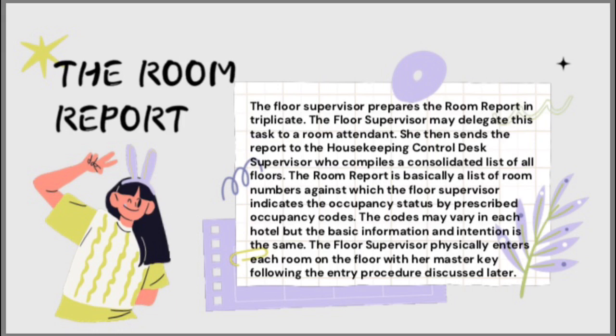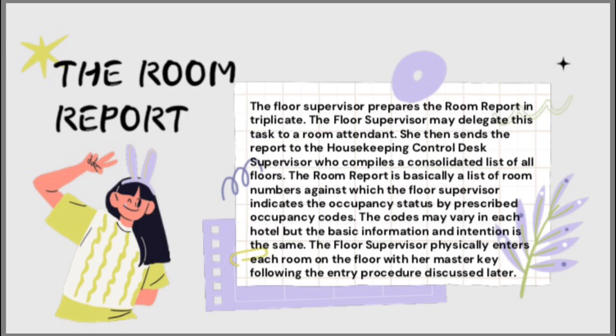The room report is basically a list of room numbers against which the floor supervisor indicates the occupancy status by prescribed occupancy codes. The codes may vary in each hotel, but the basic information and intention is the same. The floor supervisor physically enters each room on the floor with her master key, following the entry procedure discussed later.